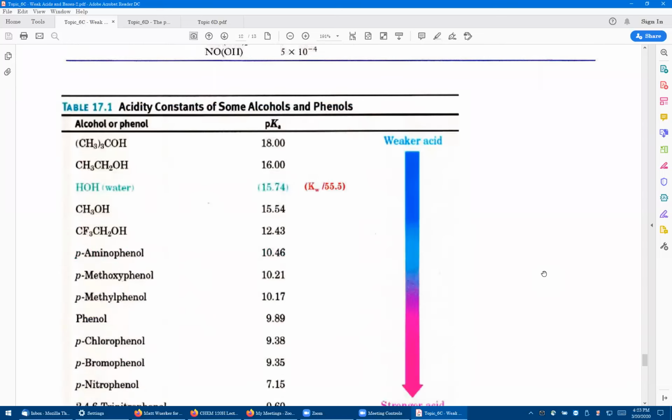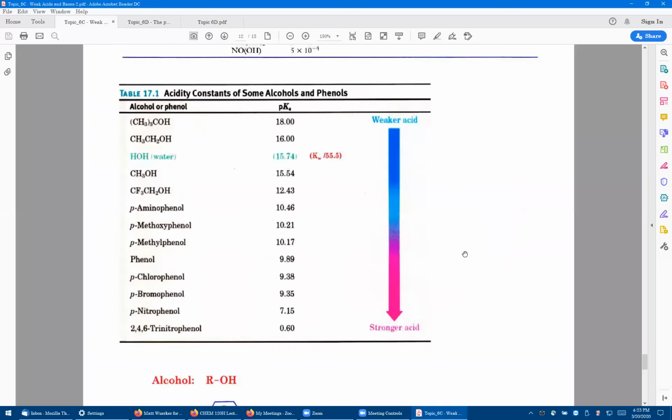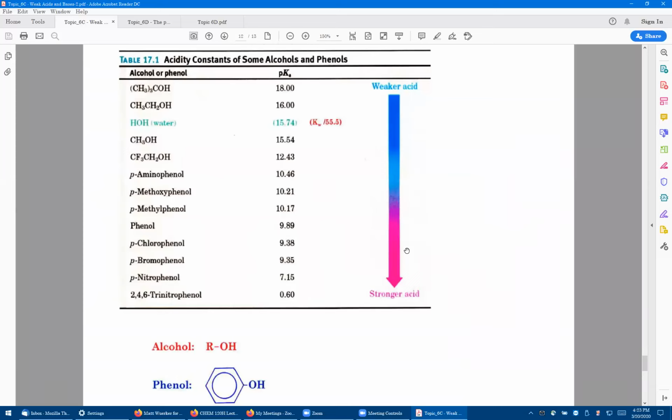Now, one of the things that we can see in the same vein is something like this. This shows the Kas, here they call it the acidity constants. This is from an organic chemistry book. It shows the acidity constants, the pKas, of a series of organic phenols and alcohols. All right, we're going to focus just on the phenol one. Phenol is this stuff right here.